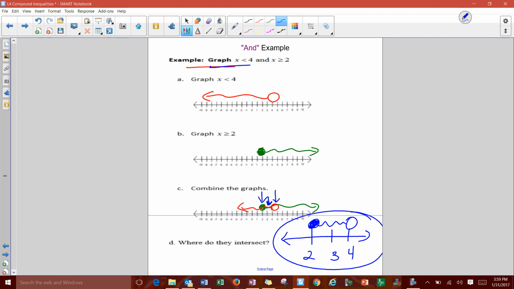When we went back to the original problem, graph x is less than 4 and x is greater than or equal to 2, we want numbers that are less than 4 and greater than or equal to 2. Well, what kind of numbers are they? 3, 3.5, 2.5, 2.1, the number 2 itself. So there's your solution there.